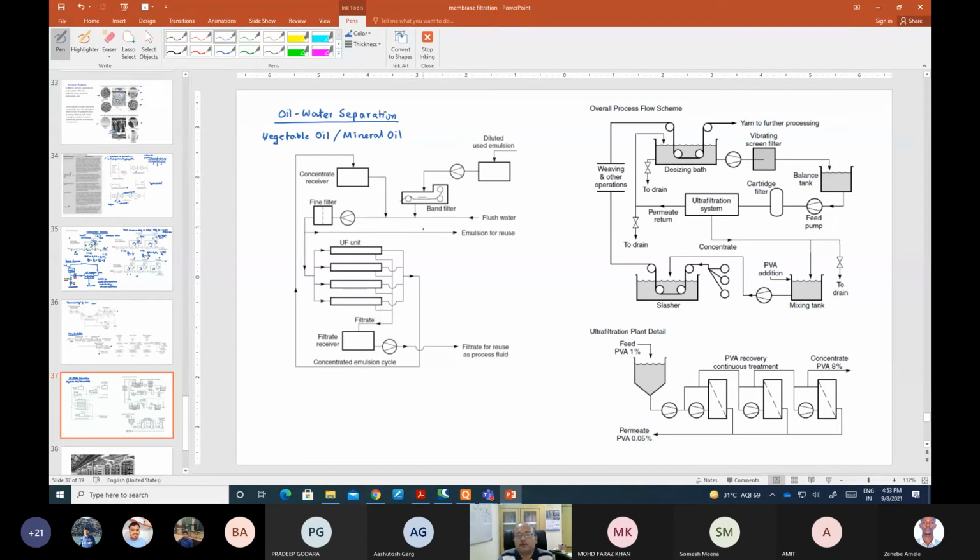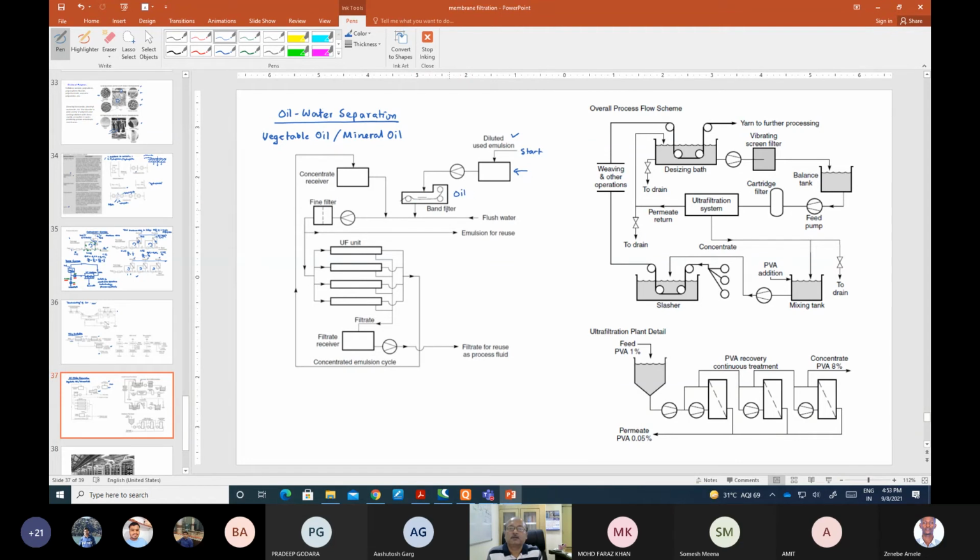Now, before you dispose of this water, there is a need to separate the oil and water. And if you can separate the emulsion from oil, you can reuse this stuff. So this is one particular diagram to show how this actually works. So this is the diluted used emulsion that comes here. This is the start point of this plant, and then it comes to a filter where the floating oils are removed by an oil skimmer.